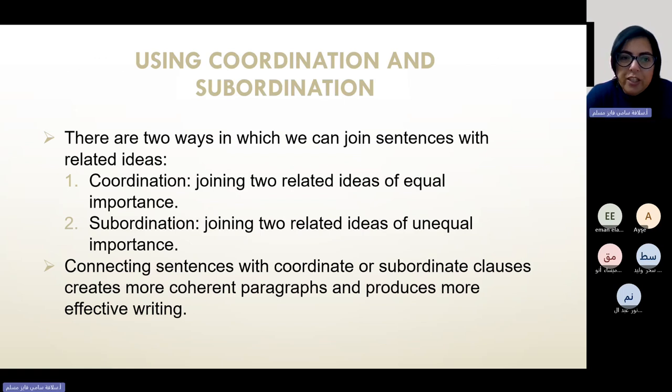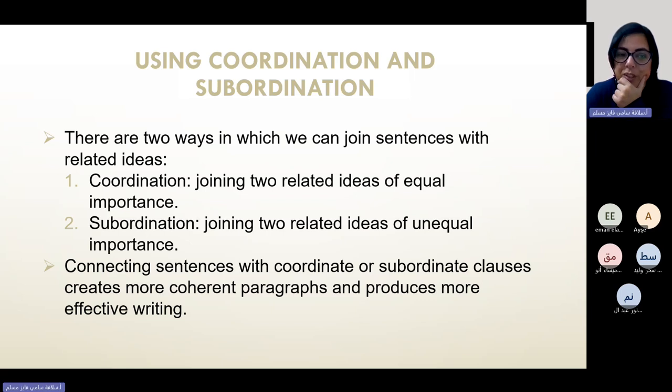Okay, using coordination and subordination. I am taller than my sister. I am the tallest. Coordination is between two things. Subordination. Oh, sorry, that's not it. Okay, cross out what I said a moment ago. There are two ways in which you can join sentences with related ideas: using coordination, joining two related ideas of equal importance, or subordination, joining two related ideas of unequal importance.